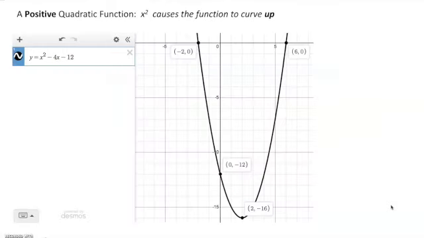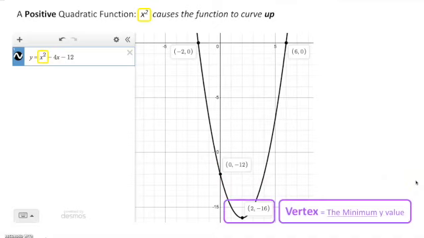So if we were to look at a positive quadratic function, positive just means that the x is squared and there's no negative in front. So it's just going to be a curve that bends up. There are just a few things you need to know about this graph. So we'll start at the beginning.